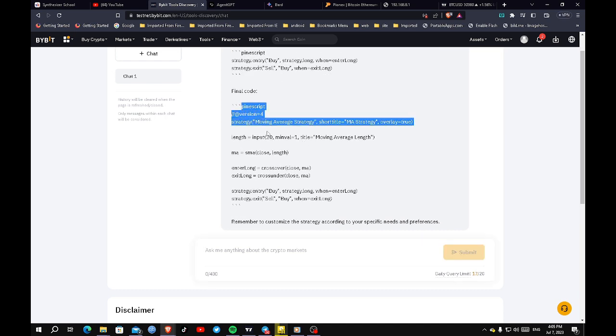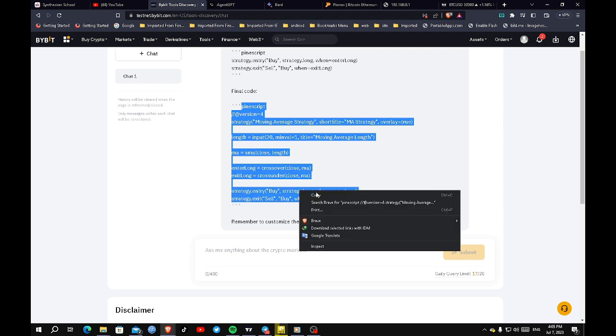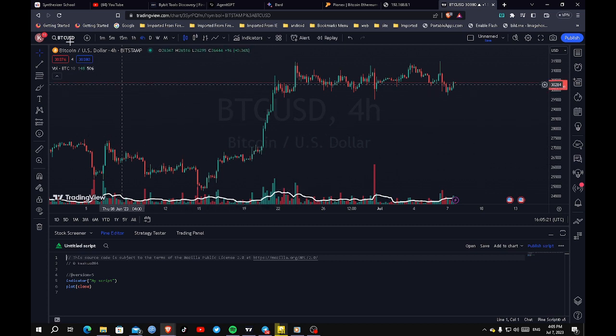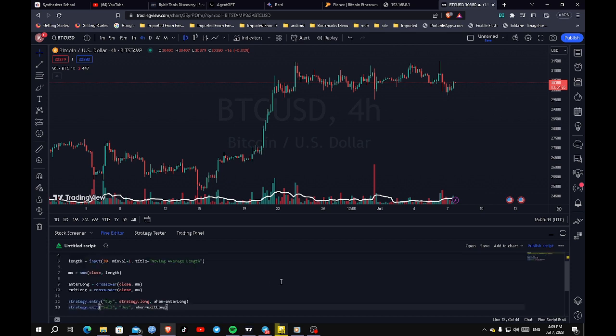Okay, so you copy that code to TradingView and get rid of all this, and then paste the code there, and you add it to chart.